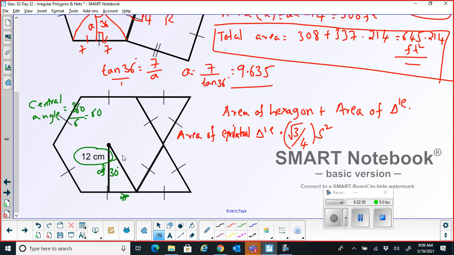To find that, first let's figure out the central angle. The central angle is 360 divided by the number of sides of this polygon. 360 divided by 6 gives us 60. And this is going to be half of the central angle. 60 divided by 2 is 30. So with reference to 30, this is opposite and this is adjacent. I can use tan 30.